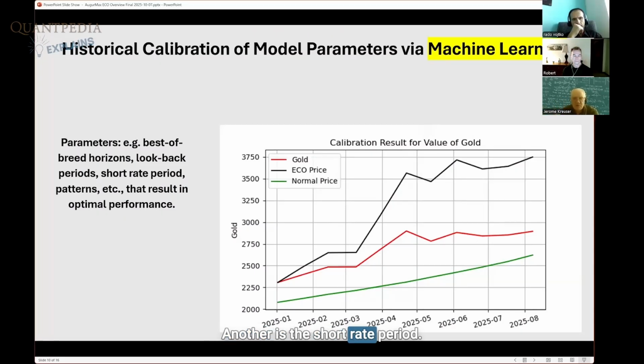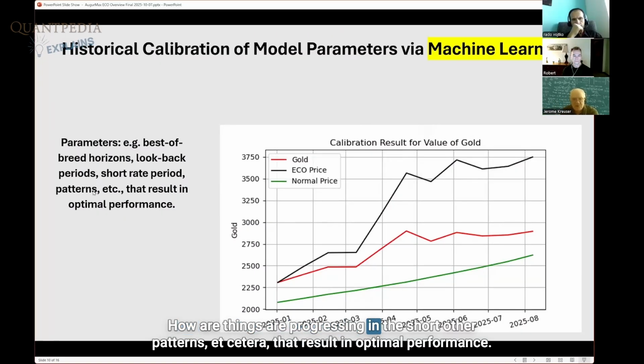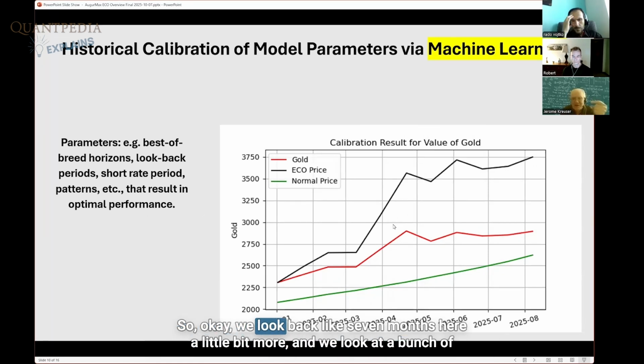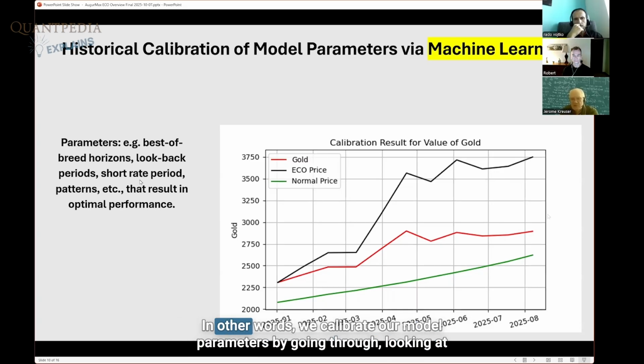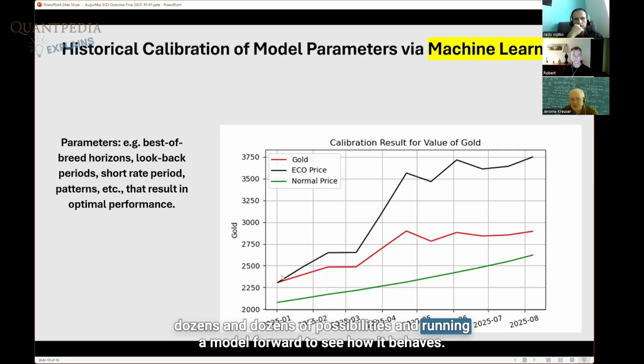Another is the short rate period, how things are progressing in the short, other patterns, etc., that result in optimal performance. So we look back like 7 months here, a little bit more, and we look at a bunch of different parameters, maybe 50 to 100 combinations, and run through each one. In other words, we calibrate our model parameters by looking at dozens and dozens of possibilities and running the model forward to see how it behaves.